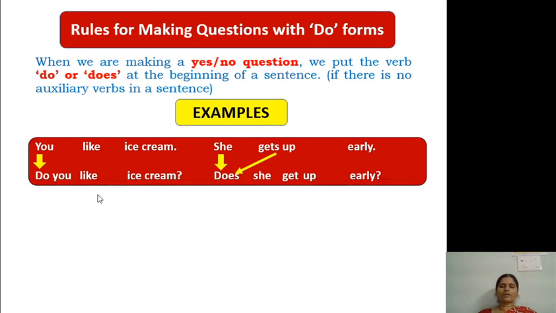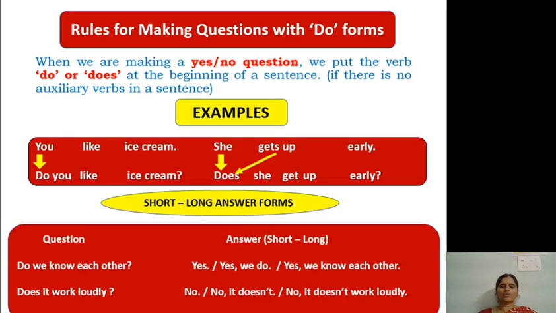Then, if someone asks you such a question, how to answer? Do we know each other? So we have a few responses here. We simply say yes, or we can say yes, we do, because this is the verb we have used here to frame the question. Or we can give a long answer saying yes, we know each other.